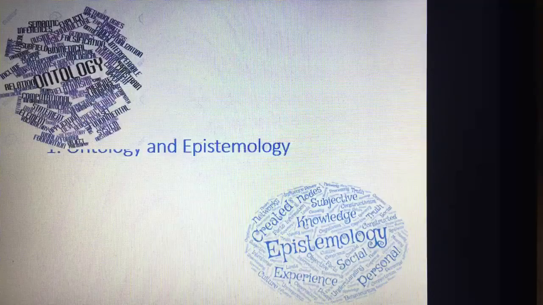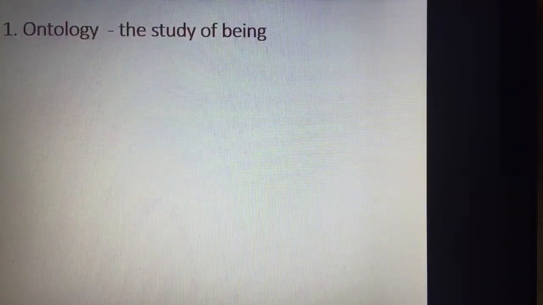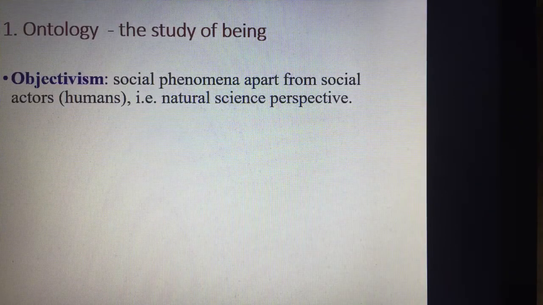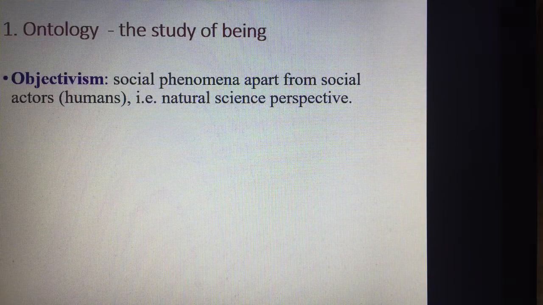aware of, and they are ontology and epistemology. The first one, ontology, is the study of being. It has got two approaches, actually three, but objectivism is one of them, which is social phenomena apart from social actors, i.e. social actors or humans are not involved, and that is the natural science perspective. That's objectivism.